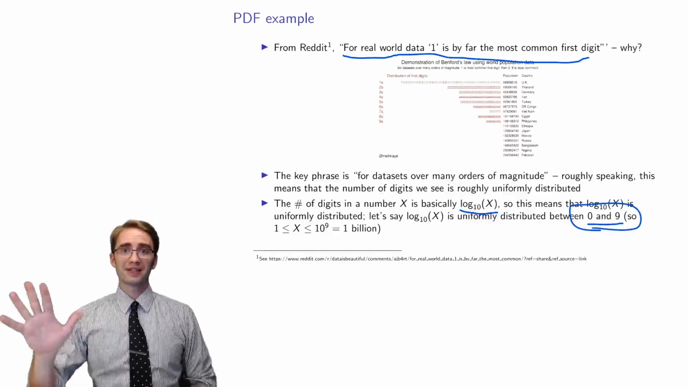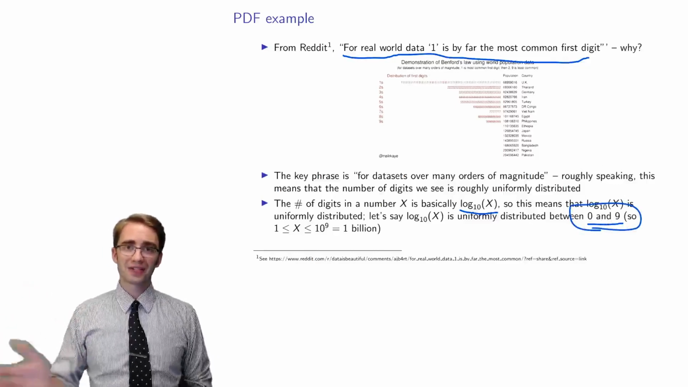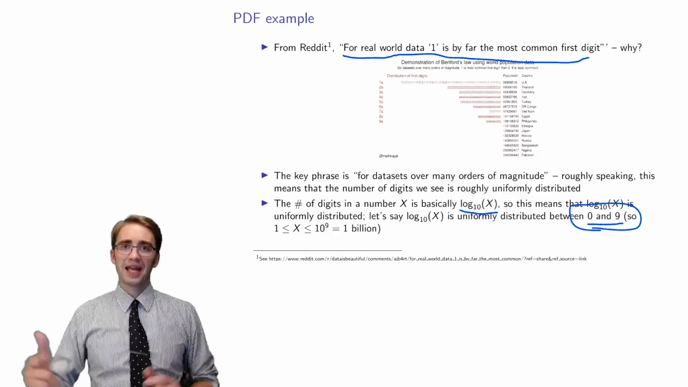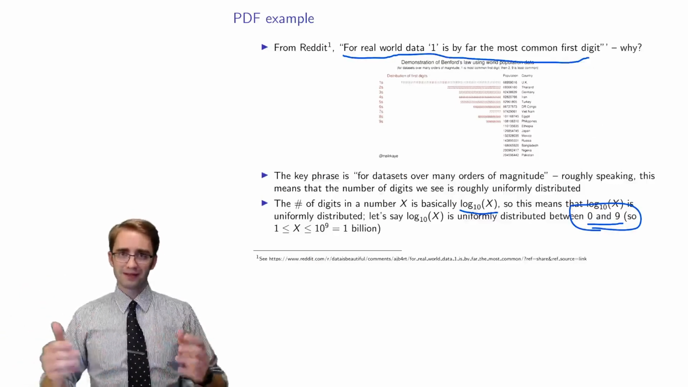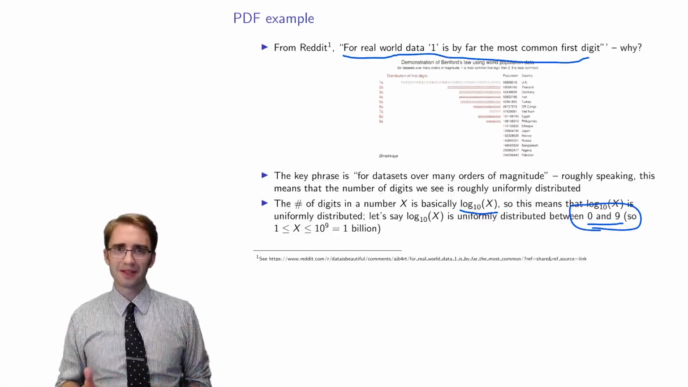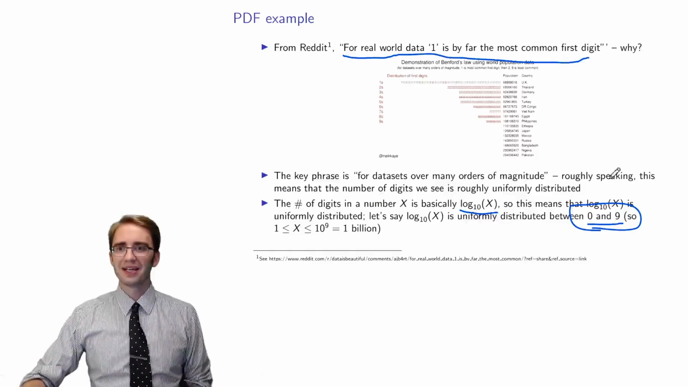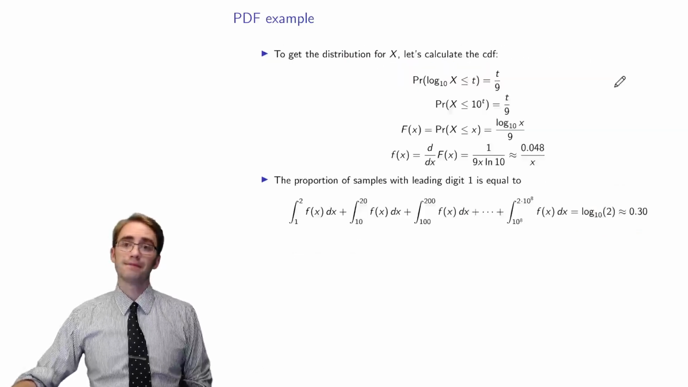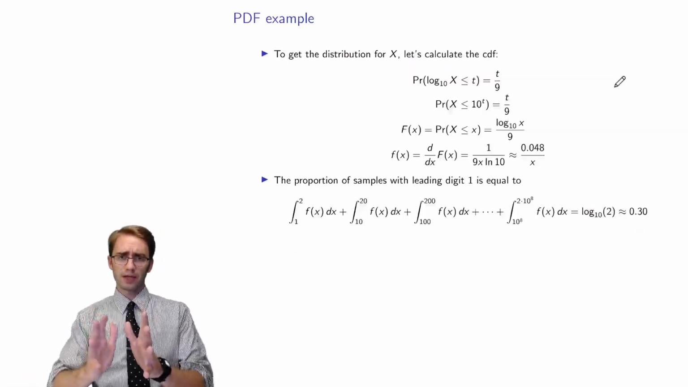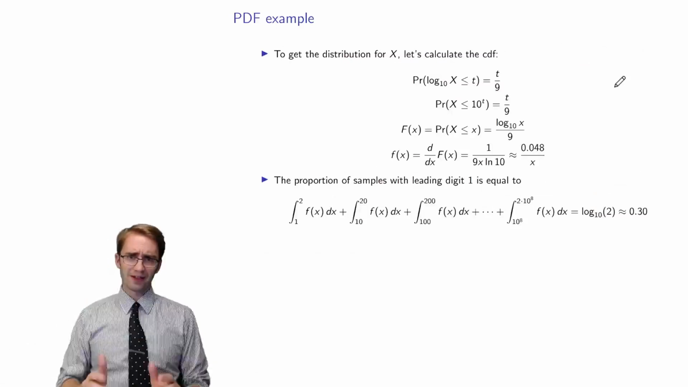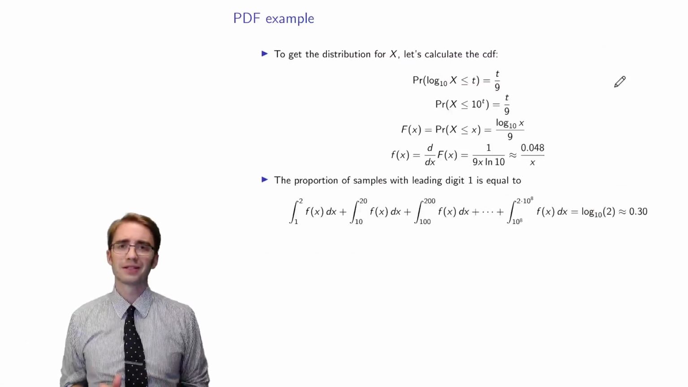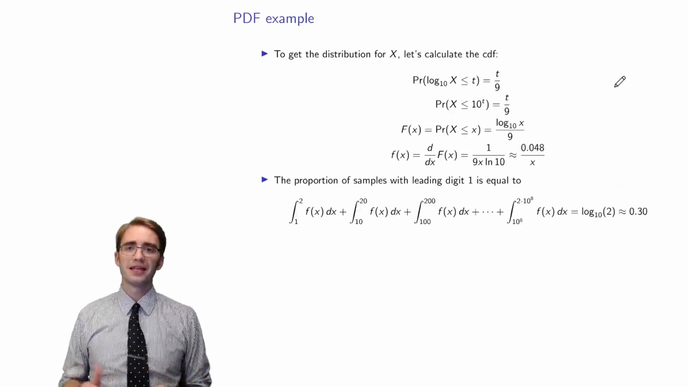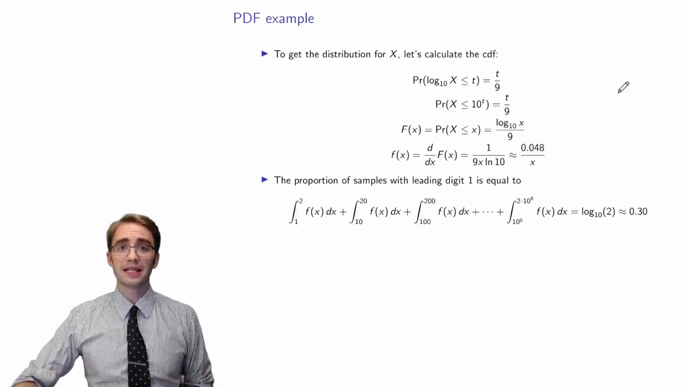We started with the statement x varies over many orders of magnitude, and we manipulated that statement into something a little more concrete, which is that log base 10 of x follows a uniform distribution between 0 and 9. So now what are we going to do? We've said log base 10 of x follows a uniform distribution between 0 and 9, so let's compute the PDF or the CDF for x.